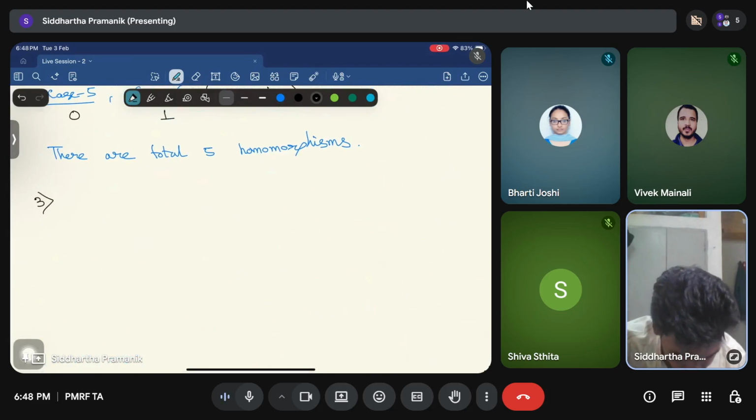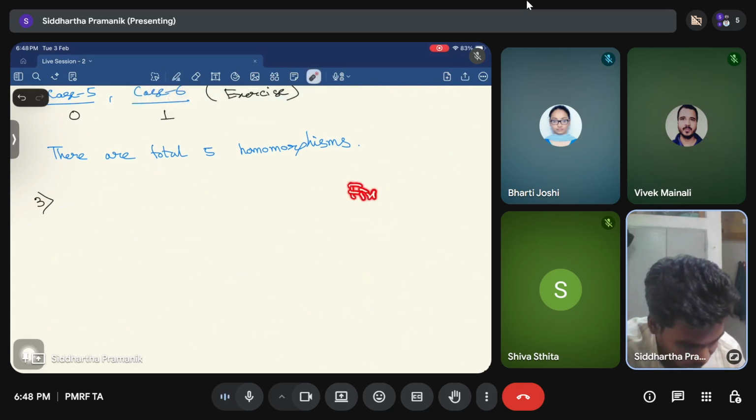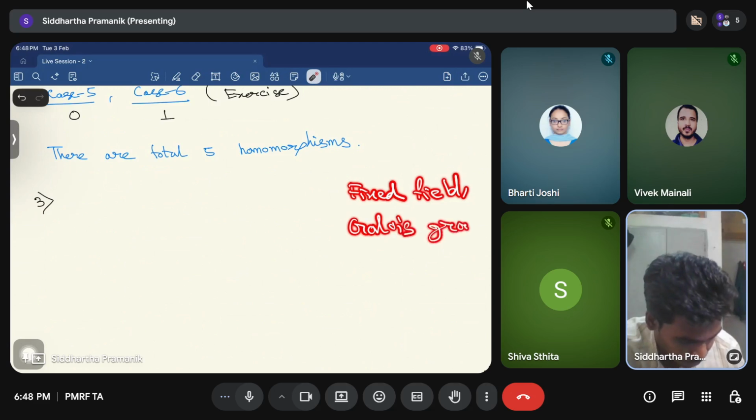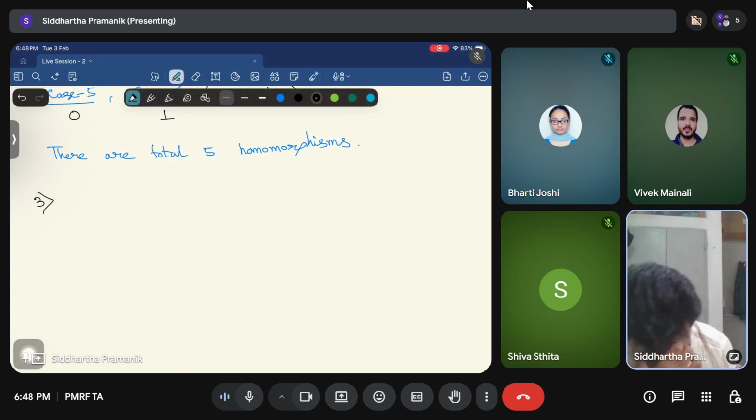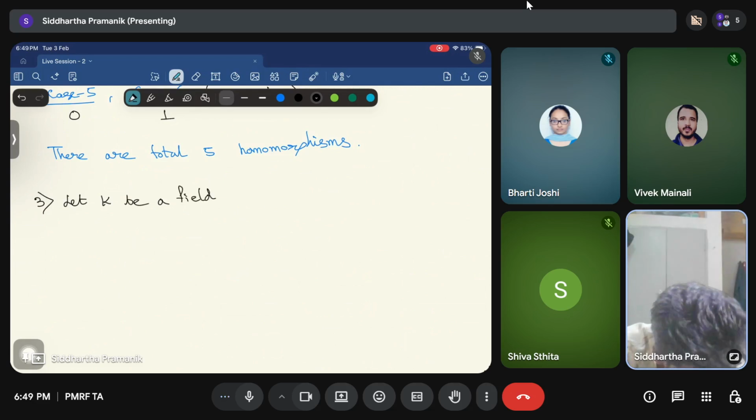So problem number 3. We have defined fixed fields and we have also defined Galois groups. So let's see one important property that we have used repeatedly but have not mentioned specifically or separately. I would like to mention it here. So let K be a field. Then show that.